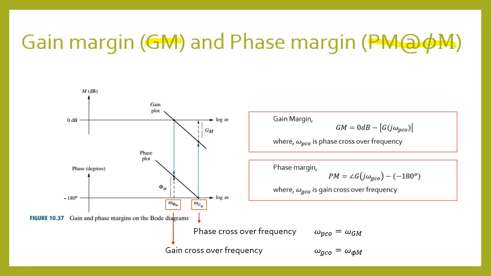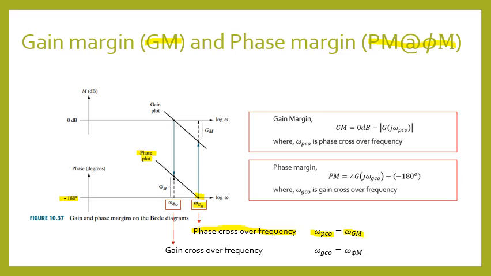In this slide, I would like to demonstrate how to obtain the GM and PM value from a given Bode diagram. To obtain the gain margin, we have to find the frequency where the phase plot crosses the minus 180 degree line. So this is the intersection, and the frequency is called the phase crossover frequency. And this frequency is normally denoted with these two notations, either omega PCO or omega gain margin.